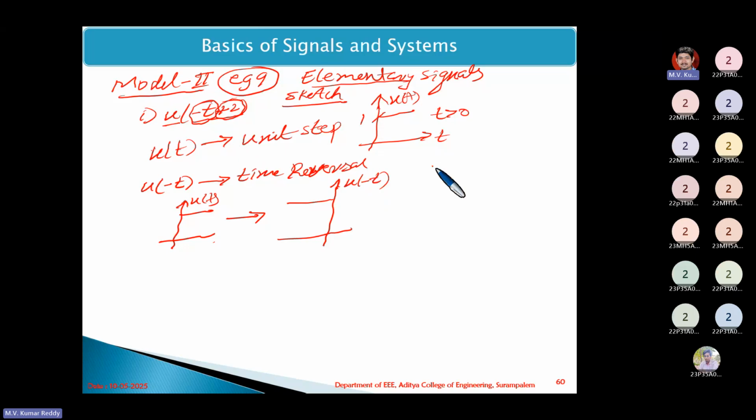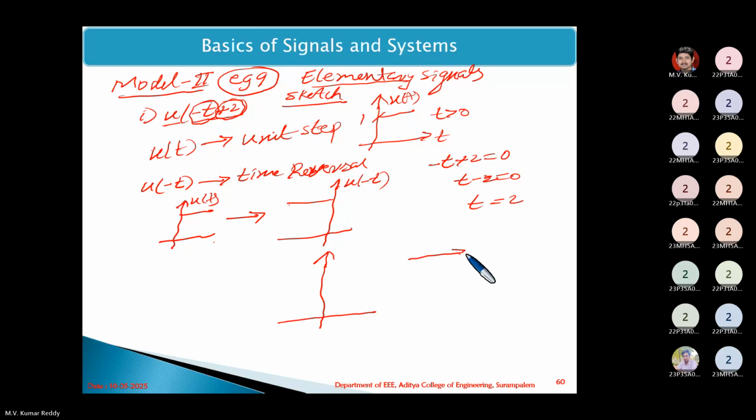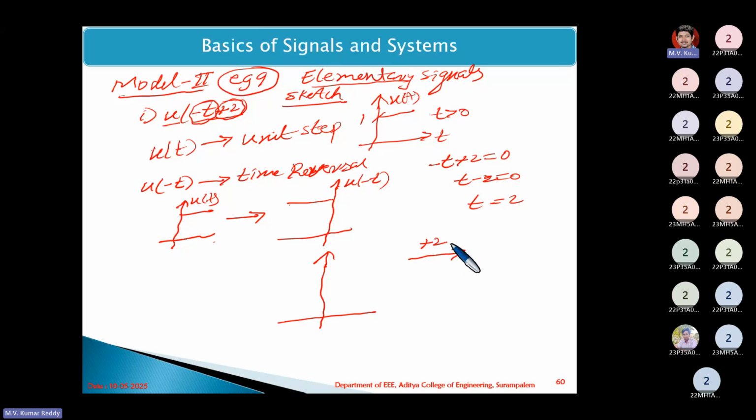Minus t plus 2 is equal to 0, so t minus 2 is equal to 0, t is equal to 2. So we have to shift this waveform 2 units to the right side. Here this value is 0, so this value will be 2.